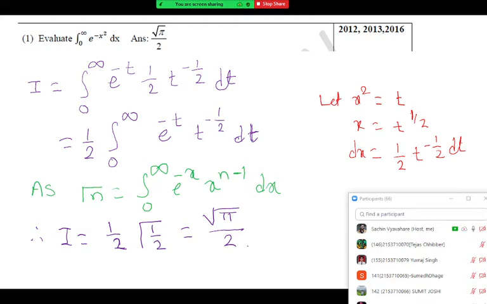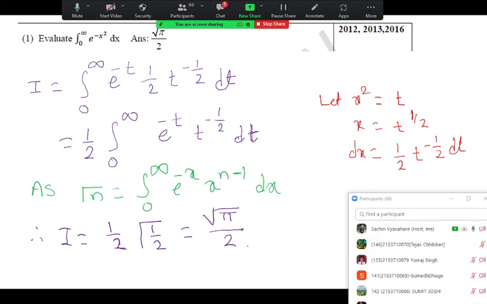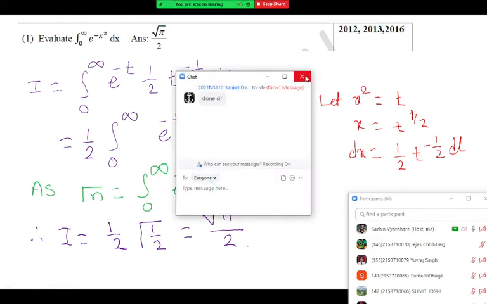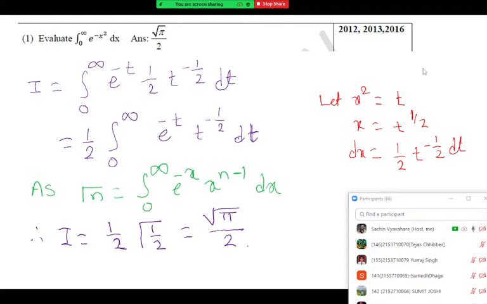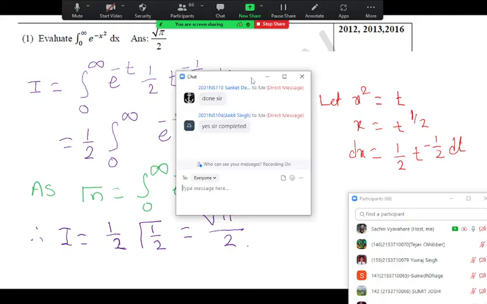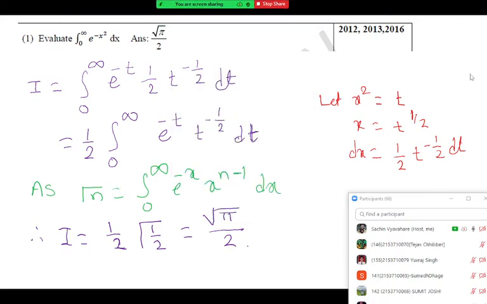Once you complete, tell me. We'll move to the next question then, okay? This question was already asked in 2012, 13 and 16. Generally these questions are of 2 marks only. If the question comes for 5 marks, there will be 2 bits, 1 bit from beta and 1 from gamma. Okay. So Sanket, yes, you completed. Good. So can we move to the next question? Yes. Okay. Next question then.